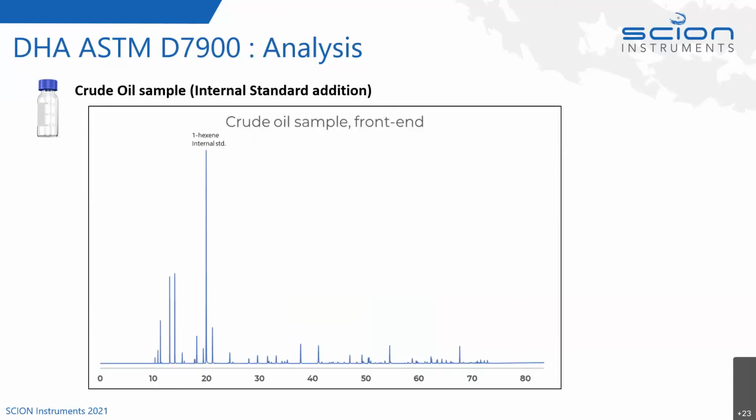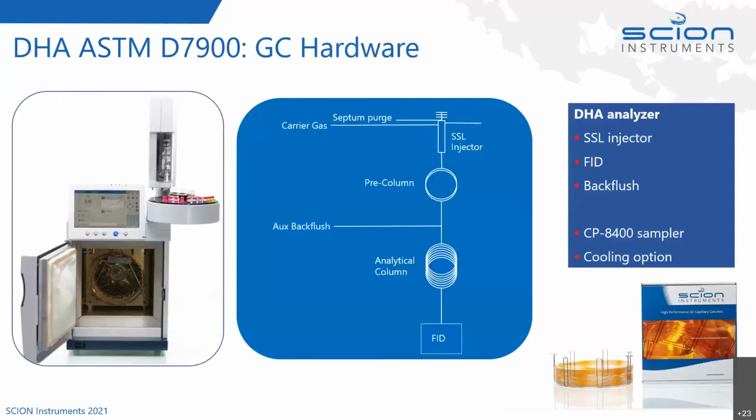And then we can run the crude oil. We're only going to run the front end of the crude oil, not the whole crude oil sample. You can see we've added 1-hexene as the internal standard. So there you can see the front end of the crude oil sample. The hardware we're going to use for the analysis of the front end is as follows.